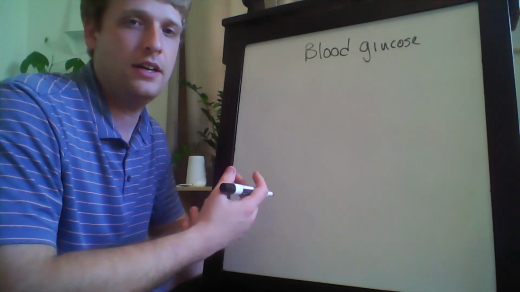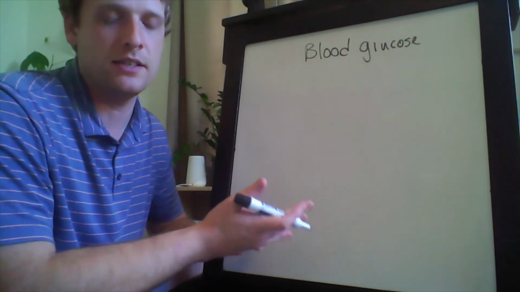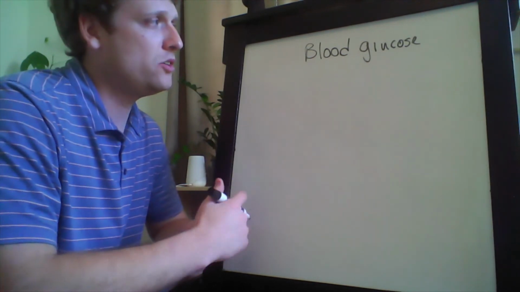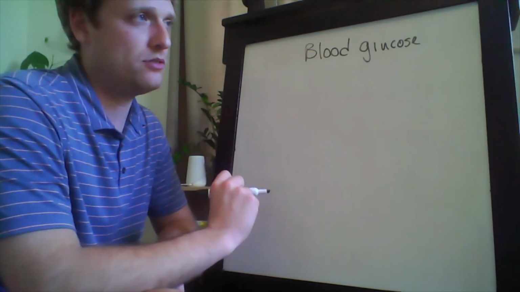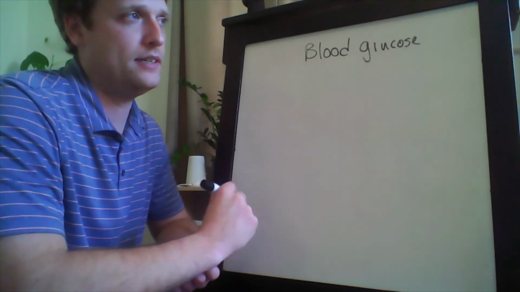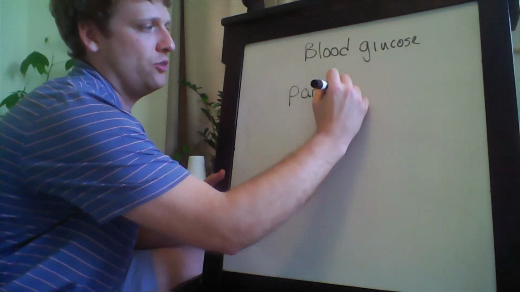and too little, of course, means you're not going to have enough of that substance that allows you to make lots and lots of ATP, which we need to do lots of things. So keeping blood glucose levels in a specific range is going to be really important. And your pancreas is the organ that controls this.